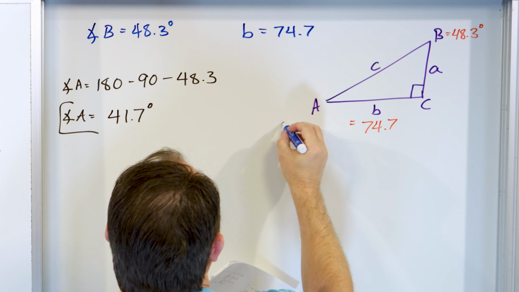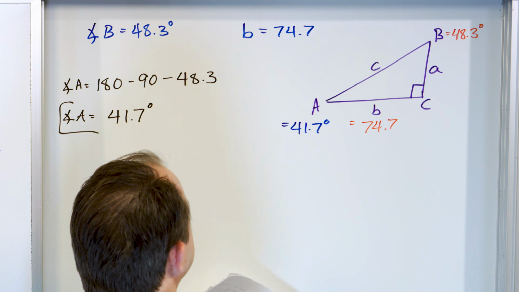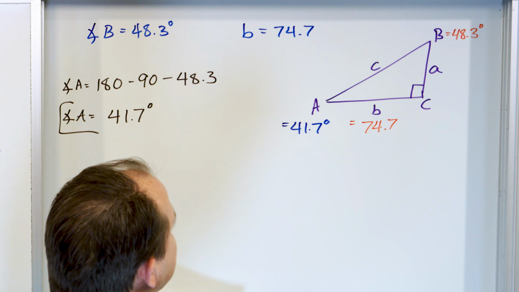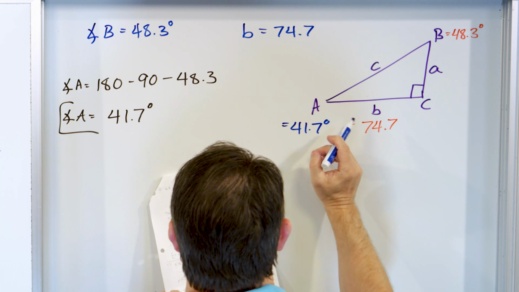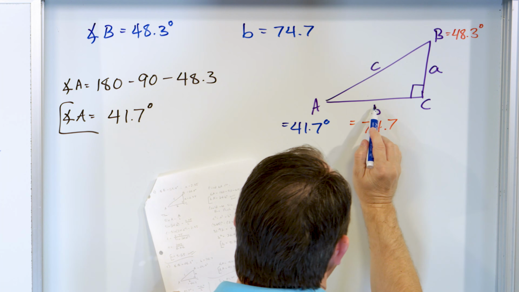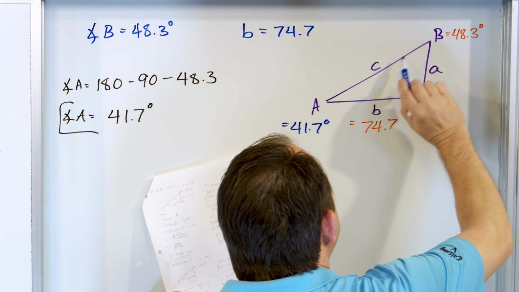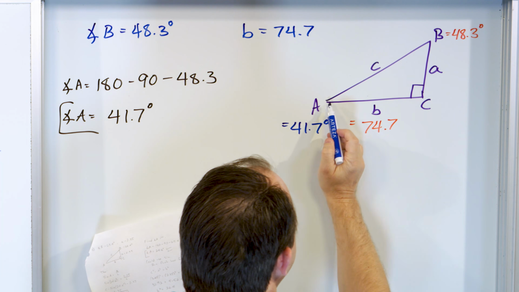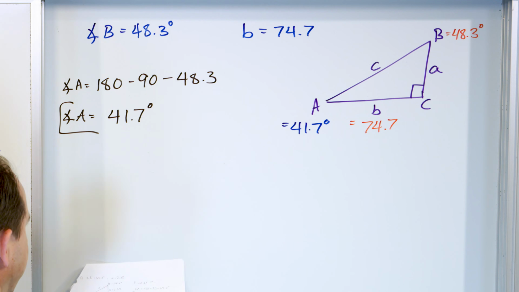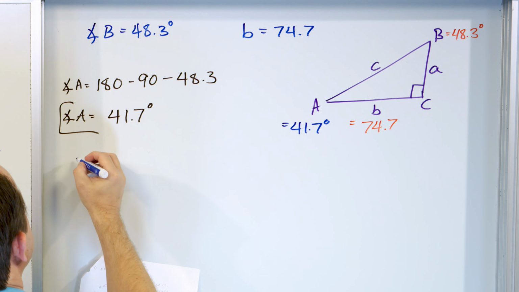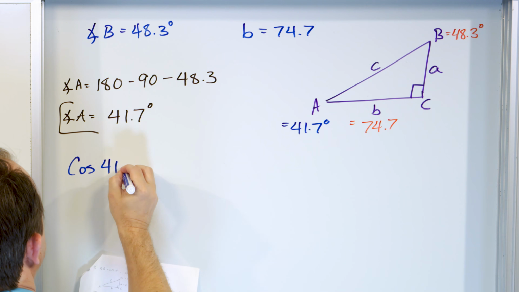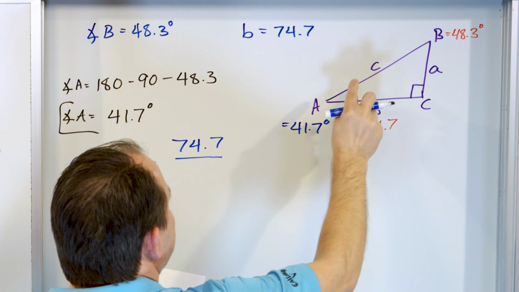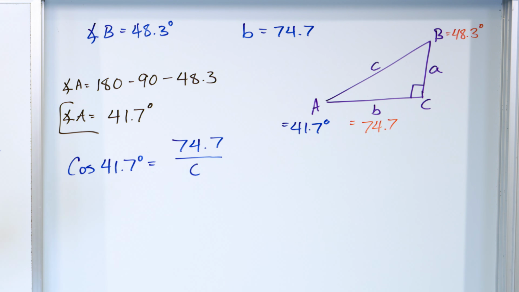So let's write that down. Over here, we can just say 41.7 degrees. All right, now we know side B, that's all we know. How can we proceed? If we take the cosine of this angle, it'll be the adjacent side, which we know, divided by the hypotenuse, which we don't know. The adjacent side is a number, so the hypotenuse is the only unknown. So that makes sense, right? So cosine of 41.7 degrees is equal to the adjacent side, 74.7, divided by the hypotenuse, which is unknown.